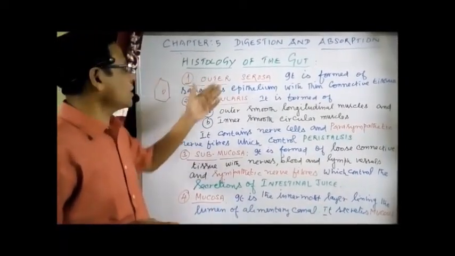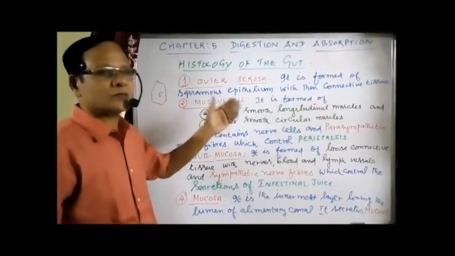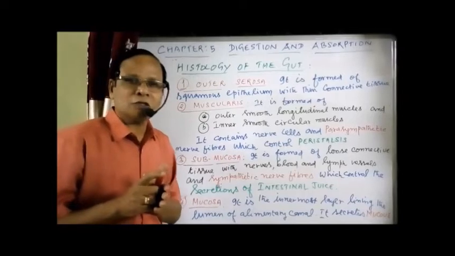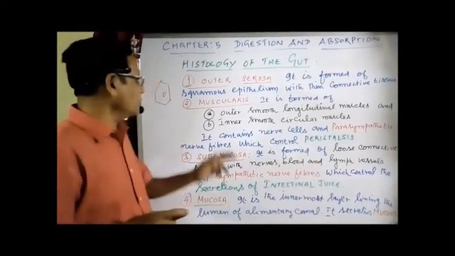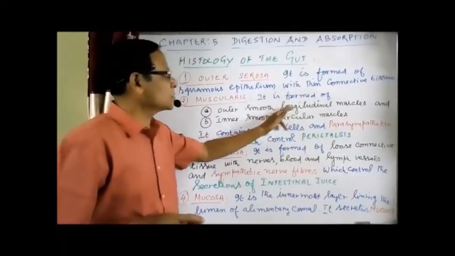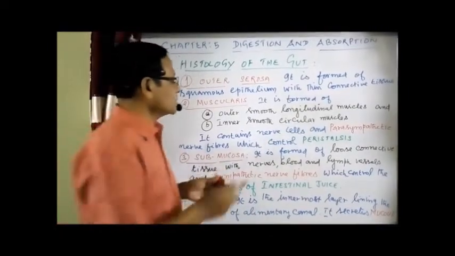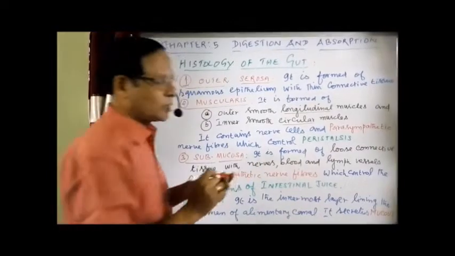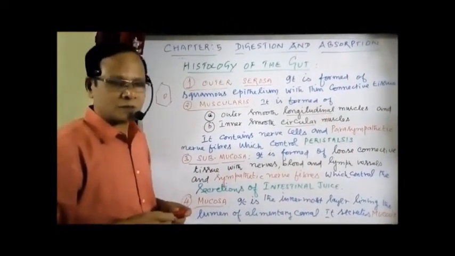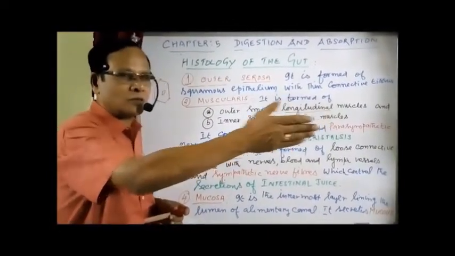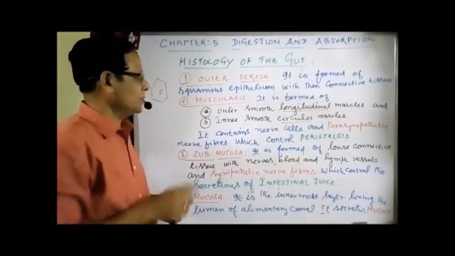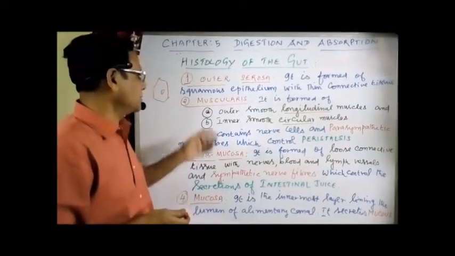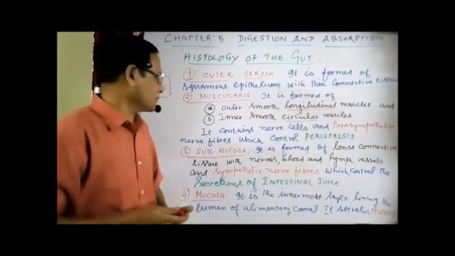Followed by the outer serosa, the next layer is the muscularis, made up of smooth muscles. The smooth muscles are arranged in 2 layers. The outer one is formed of longitudinal muscles, as we have seen in the diagram. The muscles run longitudinally throughout the entire length of the alimentary canal. The inner one is formed of circular muscles, in the form of a ring, and that is called the inner smooth muscle.